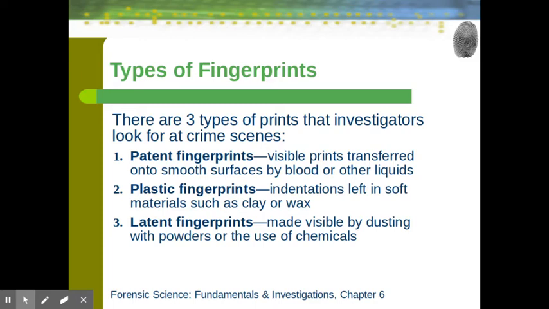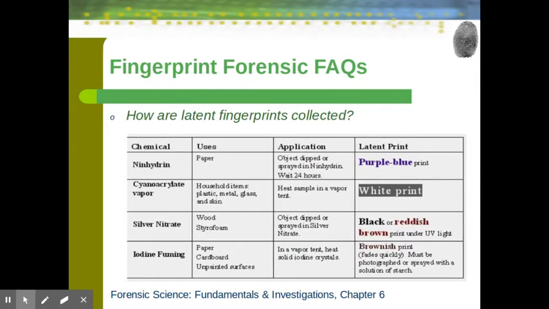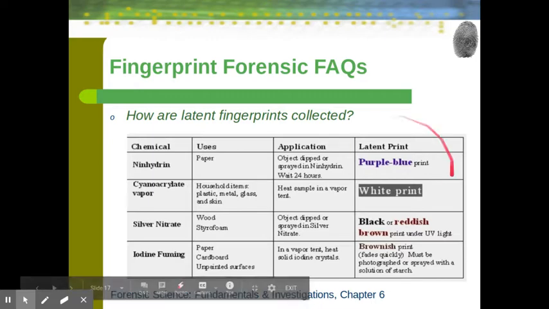Latent fingerprints are the ones that you're probably used to seeing in crime shows. They're the ones that we can't see, and we have to develop them. We have to make them visible by dusting or using some chemical to make them show up, and then we can collect them. So there's a lot of different ways that we might do that, depending on what sort of surface they're on and how you might get them off.